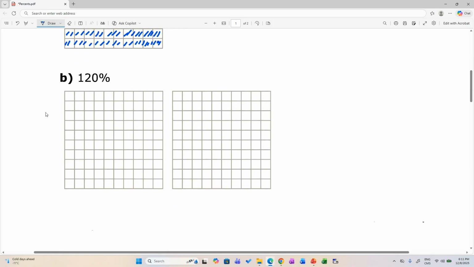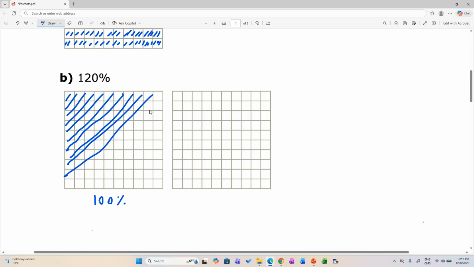Now, to shade in 120%, recall that one big square has 100 little squares in it, and the little square represents 1%. So if I want to shade in 120%, well, first things first. If I shade in every little square inside of this big square, that means I shaded in 100%, because one big square represents 100% because it has 100 little squares in it, with the little squares representing 1% for each one. So I shaded in the whole thing. That's going to be now 100%.